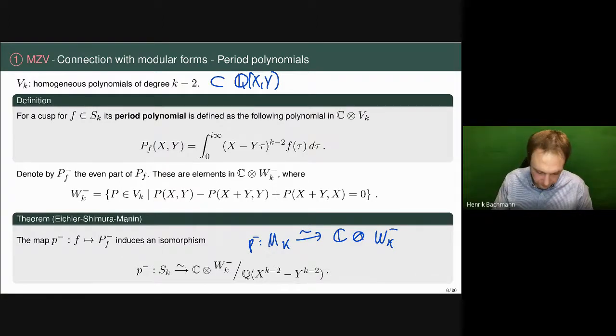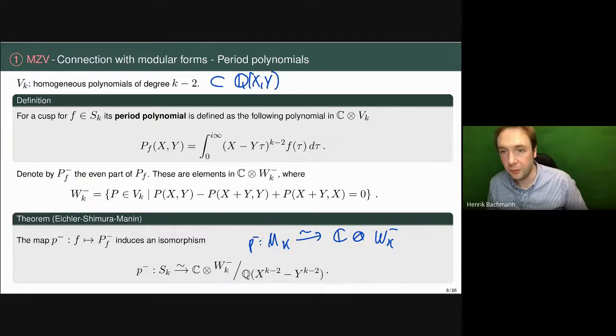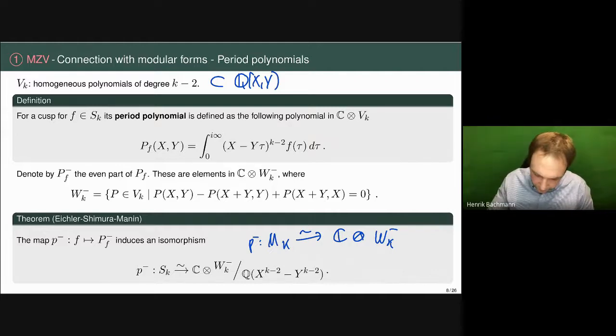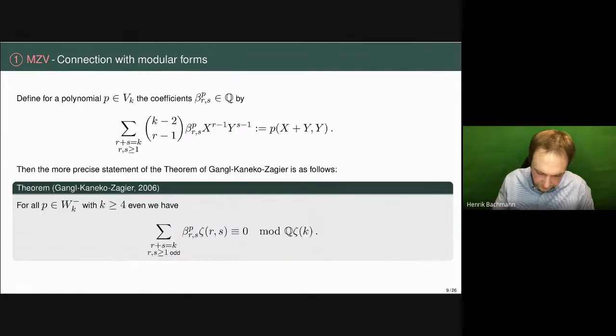Okay, so basically this means all modular, somehow this W_K^- can be seen as the modular forms in weight K. And now, if I have a polynomial P.